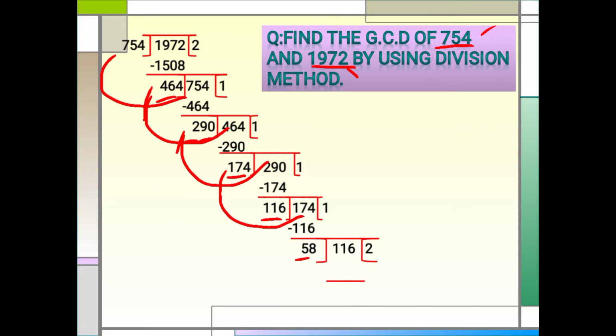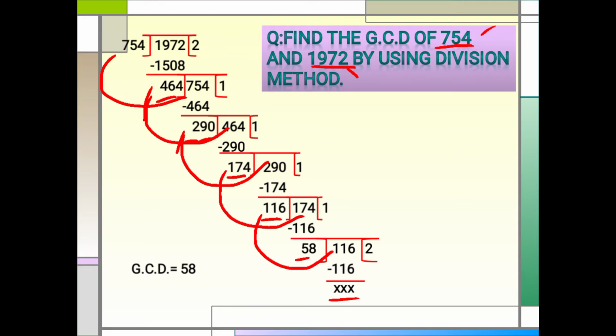Now again you are getting a remainder here. So you are going to take the previous step divisor, that is 116, as your new dividend, and divide this 116 by 58. 58 multiplied by 2 is 116, and after subtracting you get 0 as a remainder, which means you get nothing in the remainder. So you will stop here.